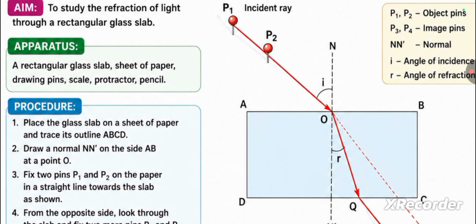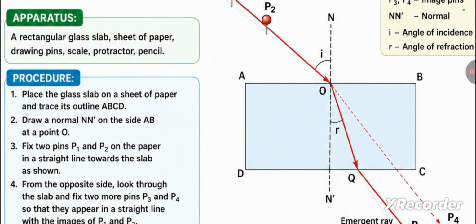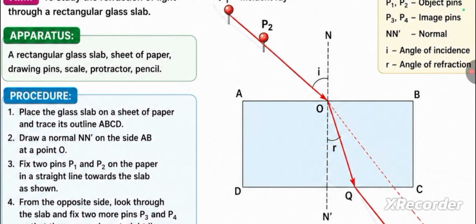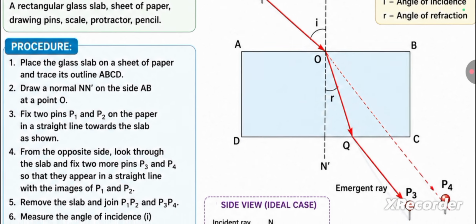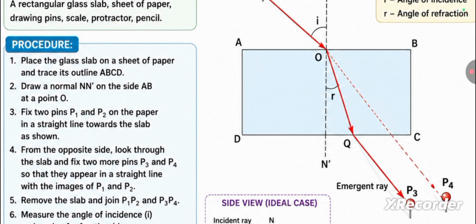Now we have to discuss the procedure. Place the glass slab on a sheet of paper and trace its outline ABCD, as shown in the figure. Draw a normal NN' on the side AB at a point O. Fix two points P1, P2 on the paper in a straight line towards the slab as shown.